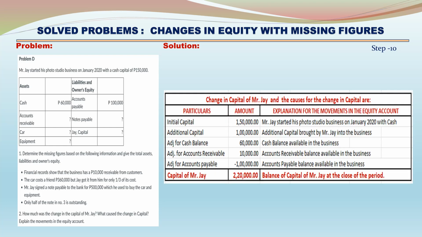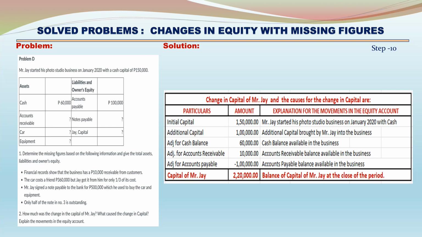Change in capital of Mr. J and the causes for the change in the capital are: initial capital 150,000. Mr. J started his photo studio business in January 2020 with the cash. Additional capital 100,000. Additional capital brought by Mr. J into the business. Adjustment of cash balance. Closing cash balance is 60,000.